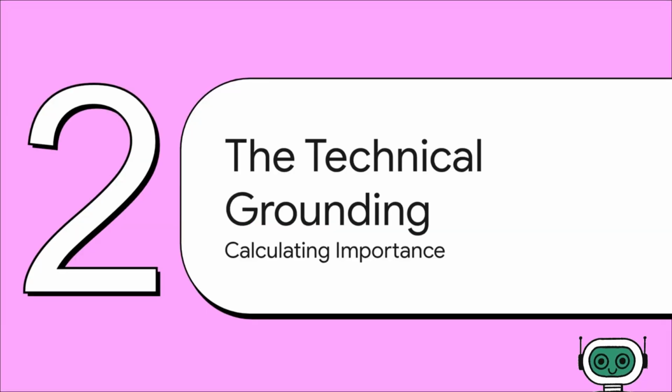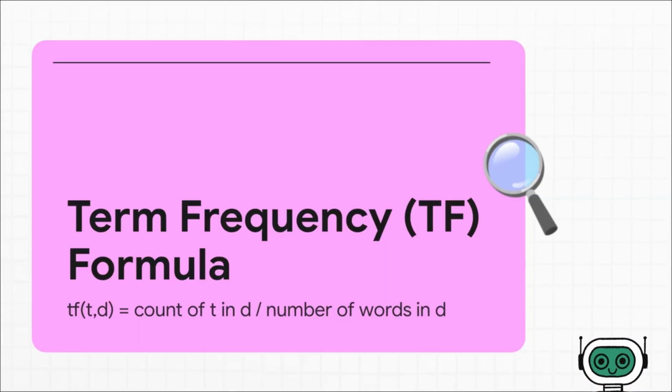All right, so we've got the intuition down. We care about local frequency and global rarity. Now let's see how we actually turn that idea into a calculation a machine can use. The formula for term frequency is just a straightforward ratio. You take the number of times a word appears in a document and divide it by the total word count of that document. This just normalizes the score, right? So a word that appears 10 times in a short paragraph is more significant than a word that appears 10 times in a huge book.